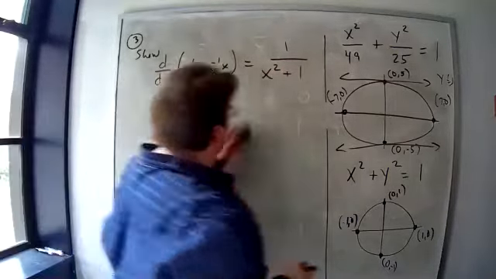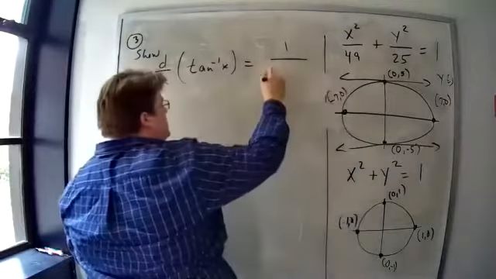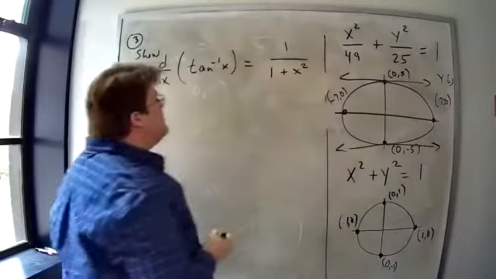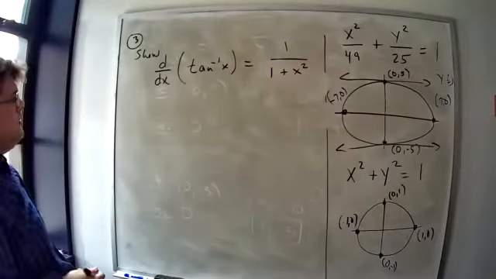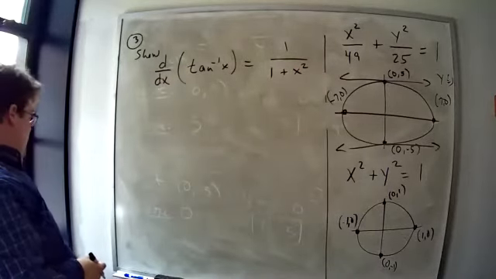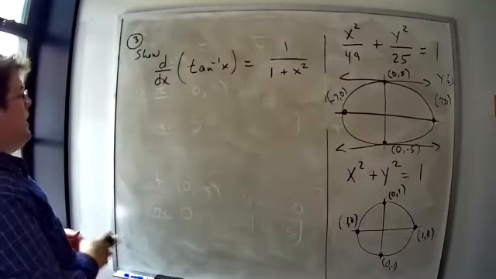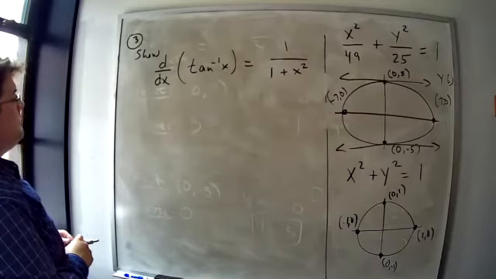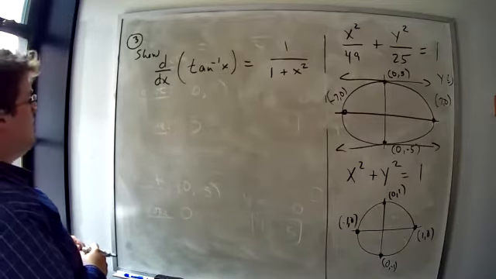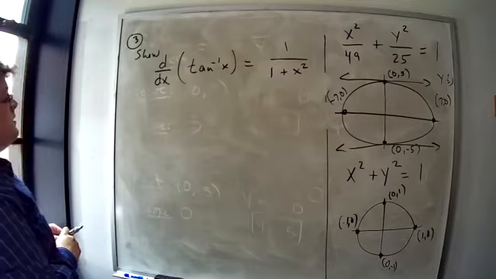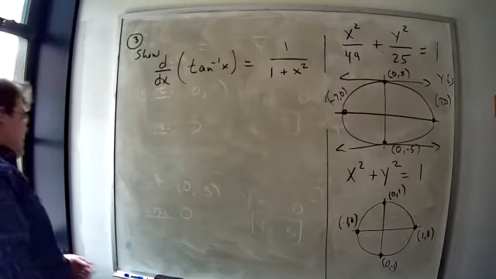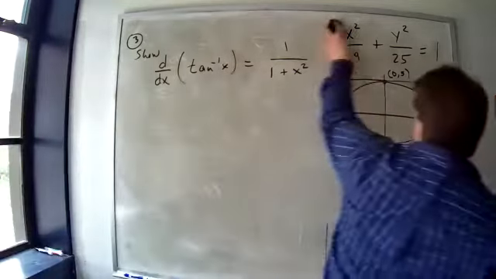Oh, I wrote it as 1 plus x squared. I'll be consistent. Okay, the third one. So in the lecture, we discussed a derivation for the derivative of inverse sine. So here we're going to do the same, but with the inverse tangent.